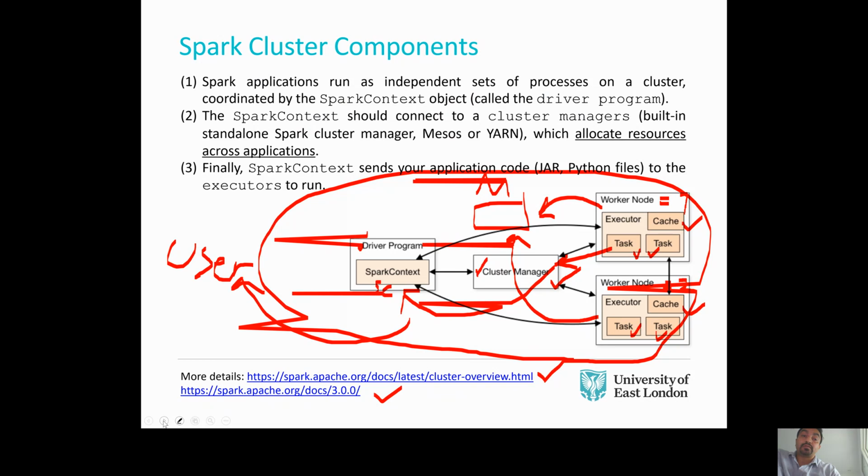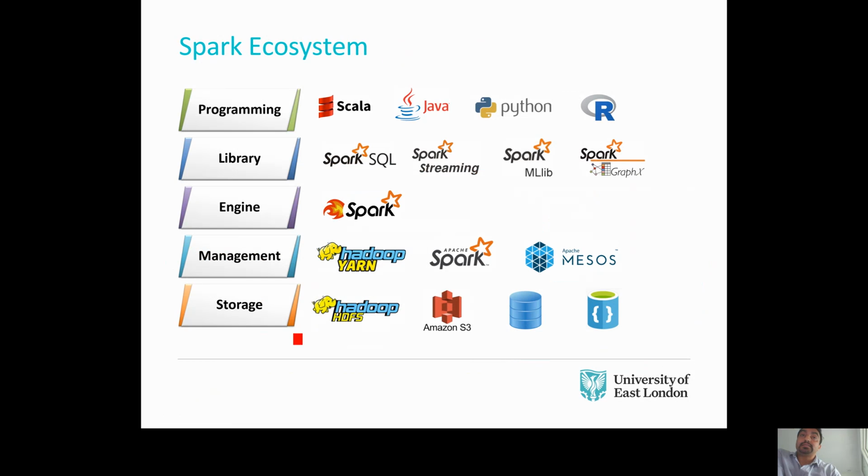Let me make sure everything is going well. Spark ecosystem, guys. If you want to have a Spark ecosystem like Hadoop, a hierarchical view: in Spark also we have storage. In storage, you can see we can use HDFS, Amazon S3, a relational database, or semi-structured or unstructured data as storage. Management, guys: you can use Hadoop Yarn, the Apache Spark engine itself, or Mesos for data center approaches.